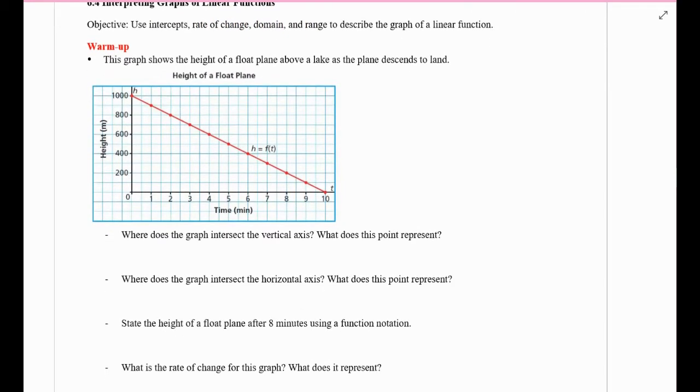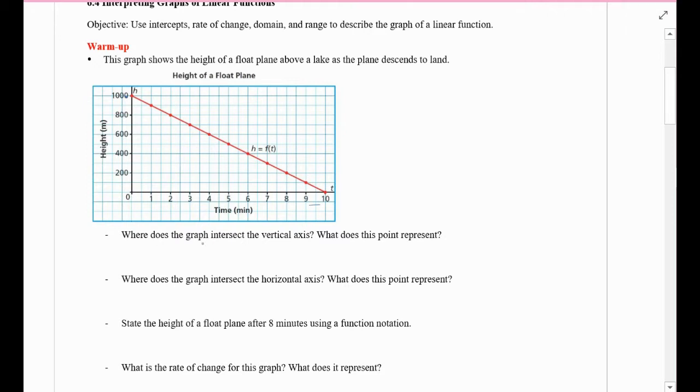One question: this graph shows the height of a float plane above a lake as the plane descends to land. So a float plane starts descending at a height of 1,000 meters, and the height is decreasing until it gets on the ground. All right.